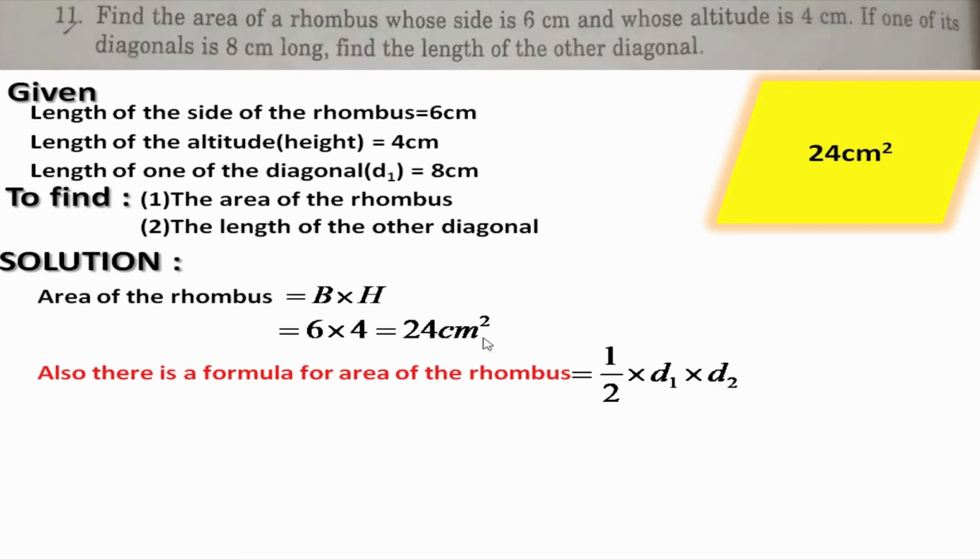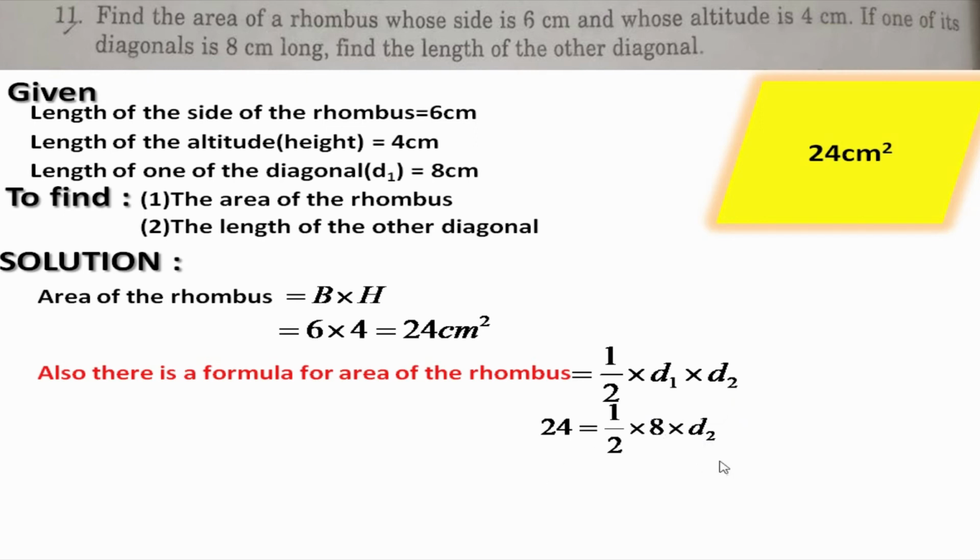That means we have the area of this rhombus and we have the length of one of these two diagonals. Here you can see in the question the length of one diagonal is given, 8 centimeters. So can we write it like this? We know the area of the rhombus. Since this is the formula for the area of a rhombus, we can write it on the left hand side, and we know the value of one diagonal. Out of these two diagonals, we know the length of one diagonal. So can we write it like this?